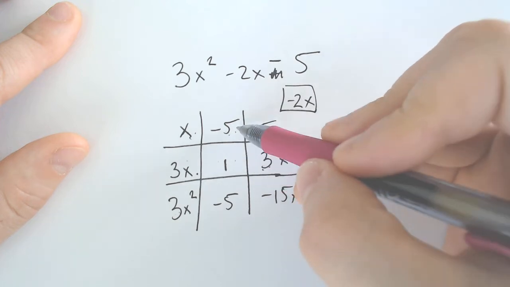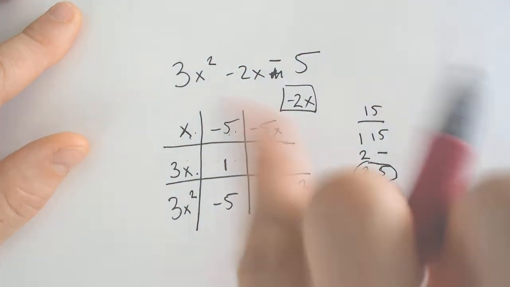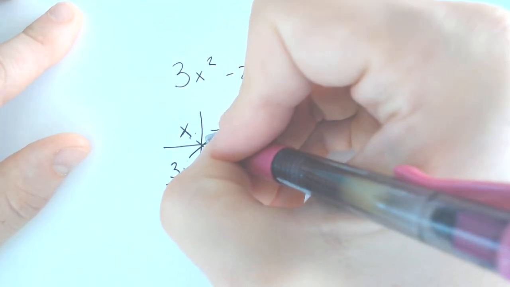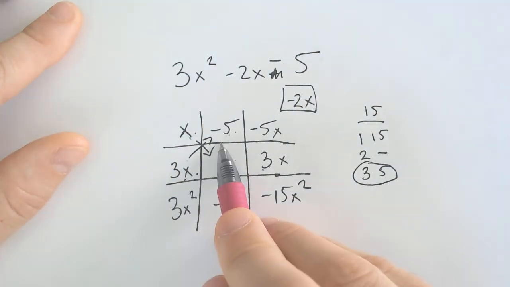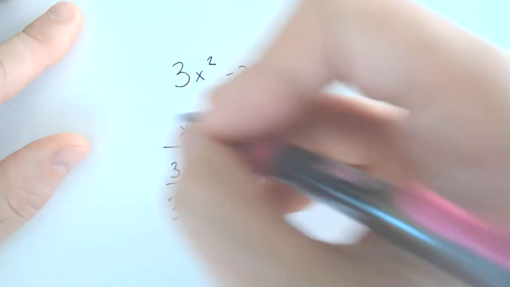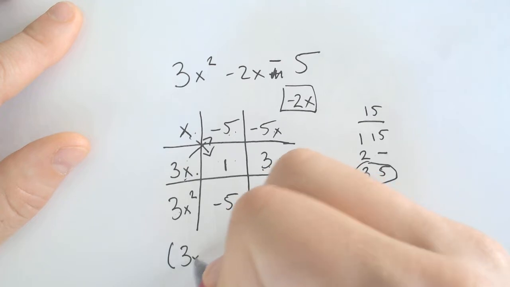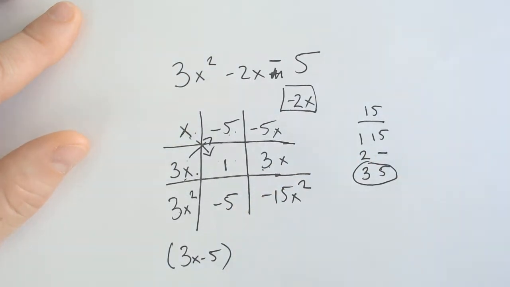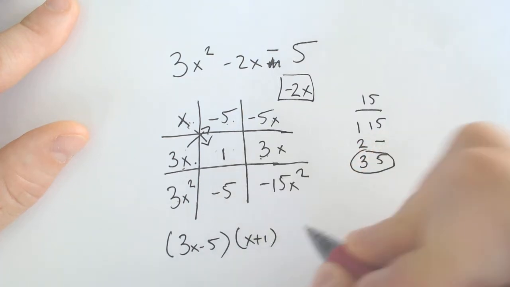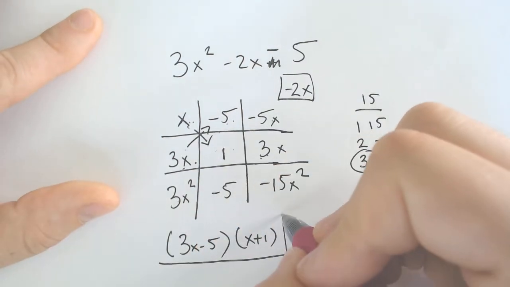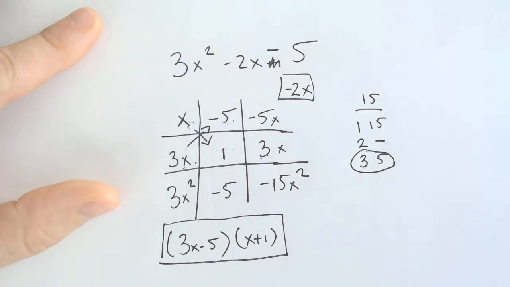And you can check your work. Negative 5 times 1 is negative 5. Everything is piecing together perfectly. Again, your crisscross is your factors. So we have a 3x with a negative 5, which I'm going to write over here, 3x with a negative 5, and an x with a positive 1. There are our factors, and they are done.